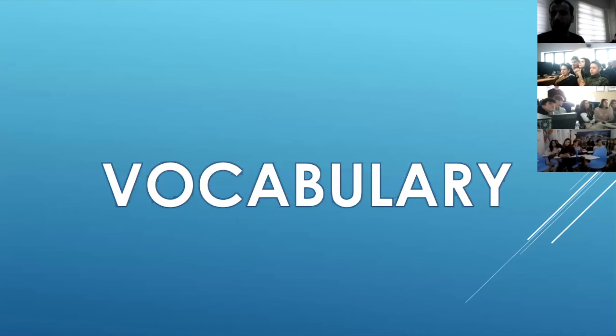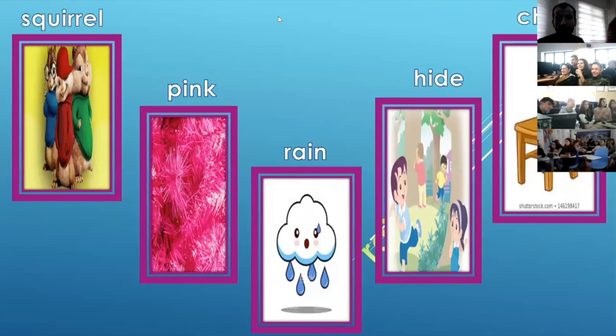Okay, now we will give each country 5 words and we will try to make up a story using these words. Each time, every country will try to carry on the story after another country, okay? The first 5 words for Turkish students. Yes, Turkish students, can you see the words? Good. Squirrel, pink, rain, hide and chair. These are your words and you will make up a story with them. You have 5 minutes. Later we will take it to the whiteboard.